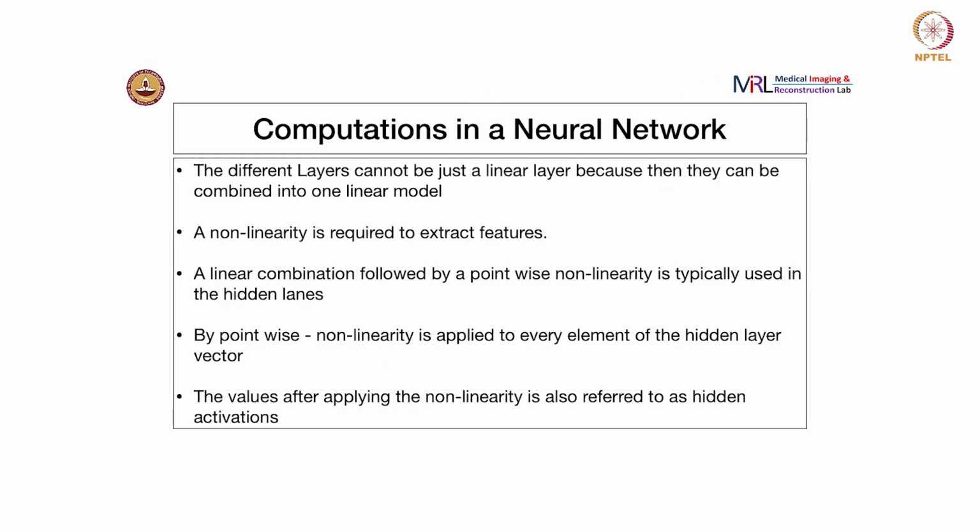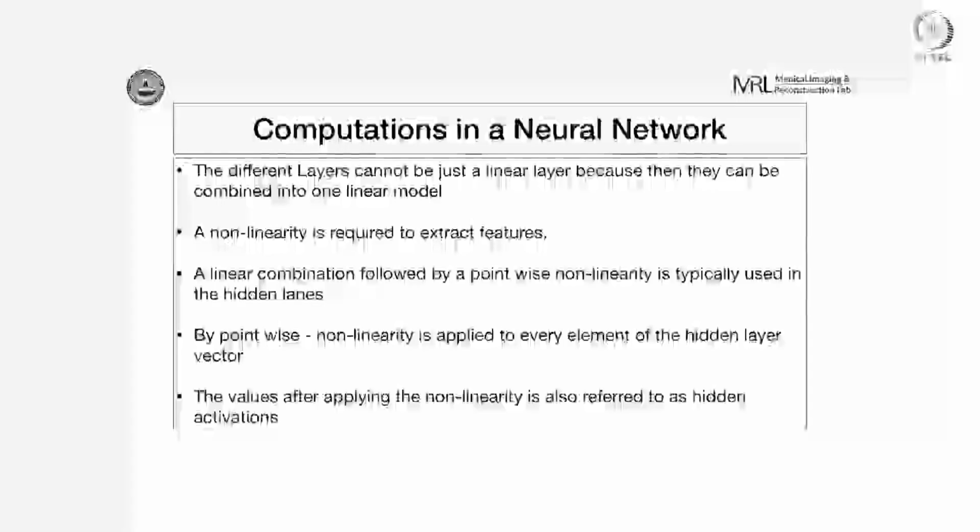So just to recap, the different layers in a feed-forward neural network cannot be just linear layers, because then they can be combined into one big linear model. The non-linearity is required so that the problem becomes linearly separable, or so that we can extract features which make it linearly separable. So a linear combination followed by a point-wise non-linearity is what is typically used in the hidden layers.